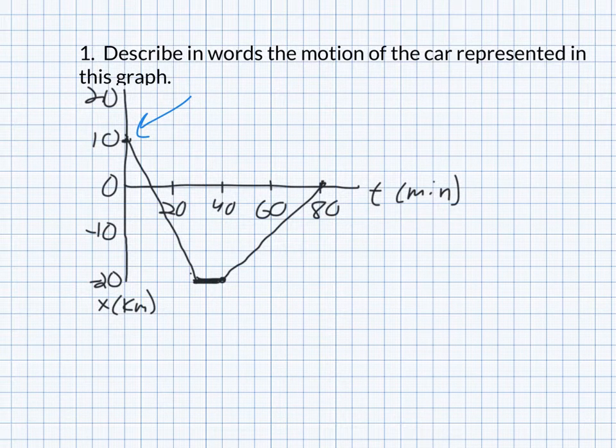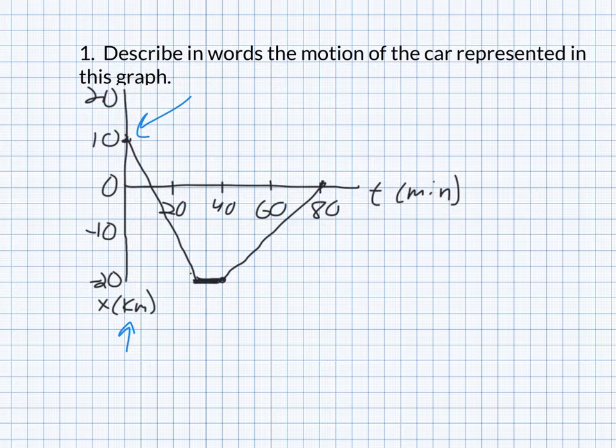We're not given a lot of information about this car. 0 could be home, if your car left from home and drove to the store or somewhere else. If it was a race car, 0 could be the starting line. So wherever this car was, he was 10 away. And if we look at the numbers on our axis, he was 10 kilometers away from wherever 0 is, whatever the reference point is, whatever we're comparing him to.